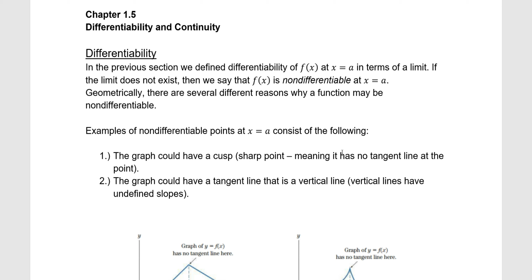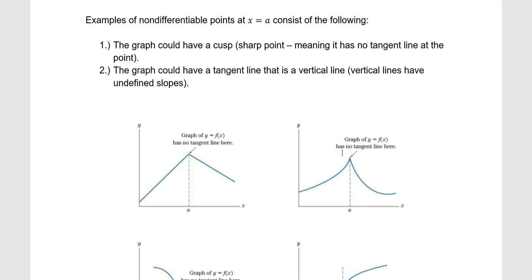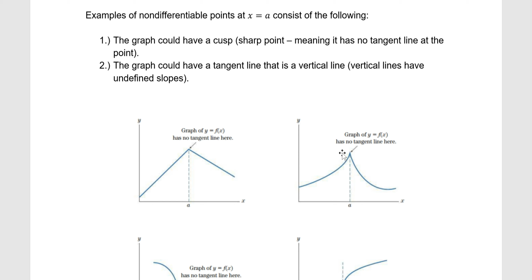Graphically speaking, there are a couple of different reasons why a function may not be differentiable, meaning we cannot take the derivative at a certain point. Here are some examples of non-differentiable points at x equals a. The first one is the graph could have a cusp. A cusp is a sharp point or a sharp turn on a graph. What that means is that it has no tangent line at that point.